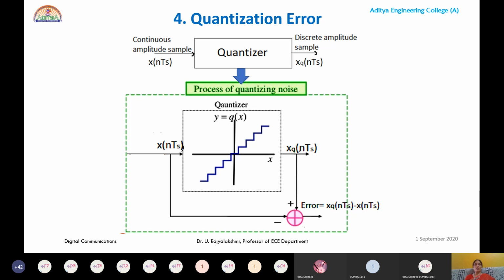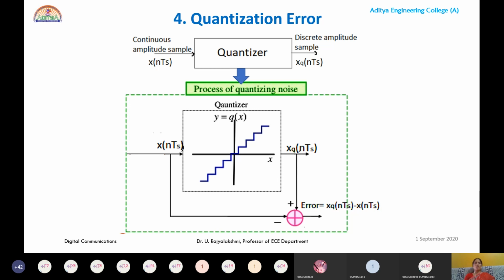We will follow this kind of notation while calculating the quantization error and then the SNR. So what is the input notation? x of nTs, which is a continuous amplitude sample. What is the output of the quantizer? x suffix q of nTs, which is a discrete amplitude sample. Now, please observe the process of quantizing noise.